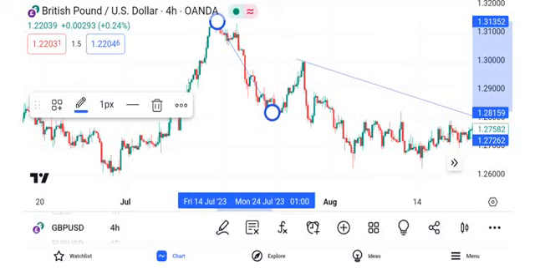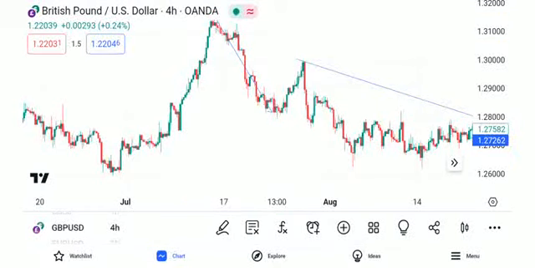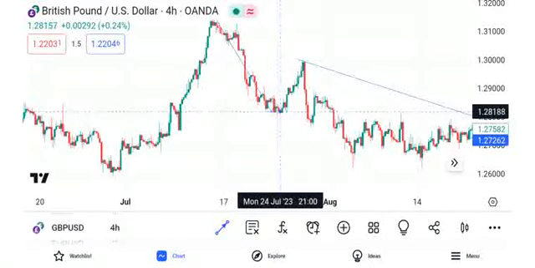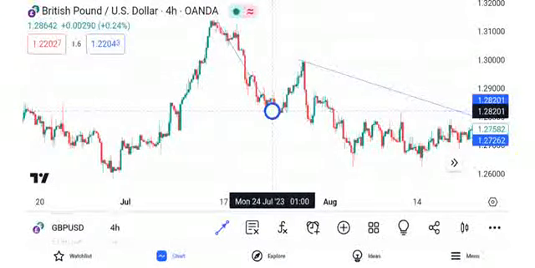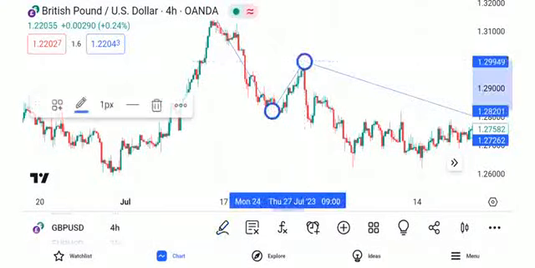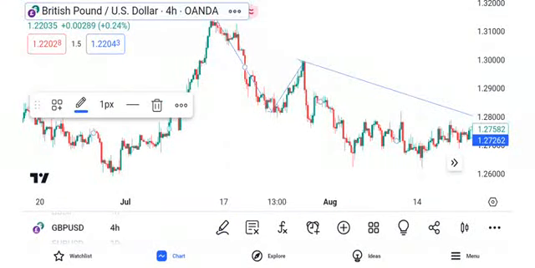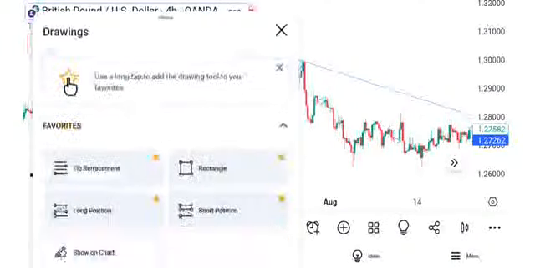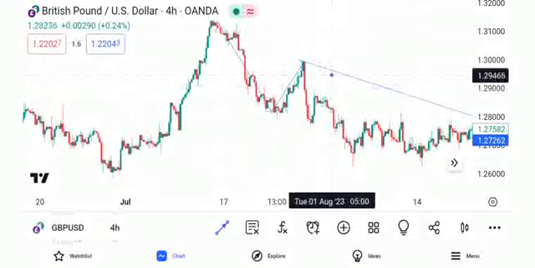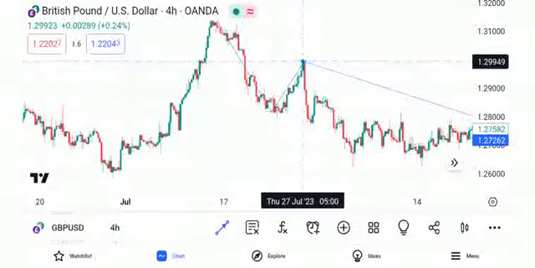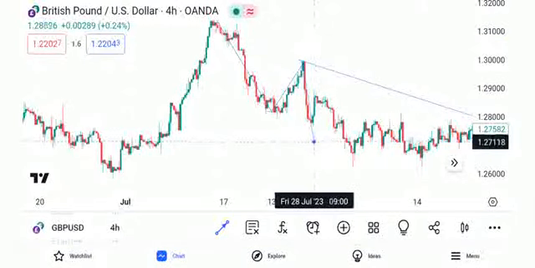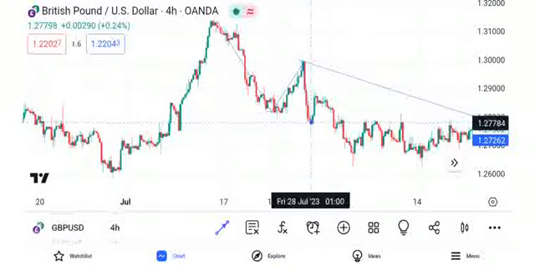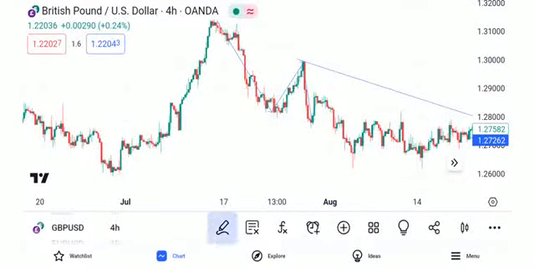It gets to this level. Then what happens? It retraces. It retraces, takes a break to this place. Then what? Then it comes down again. Now for this market to still go in a downtrend, it has to break this lower low here. As you can see, the market breaks the lower low here. This is the lower low here.